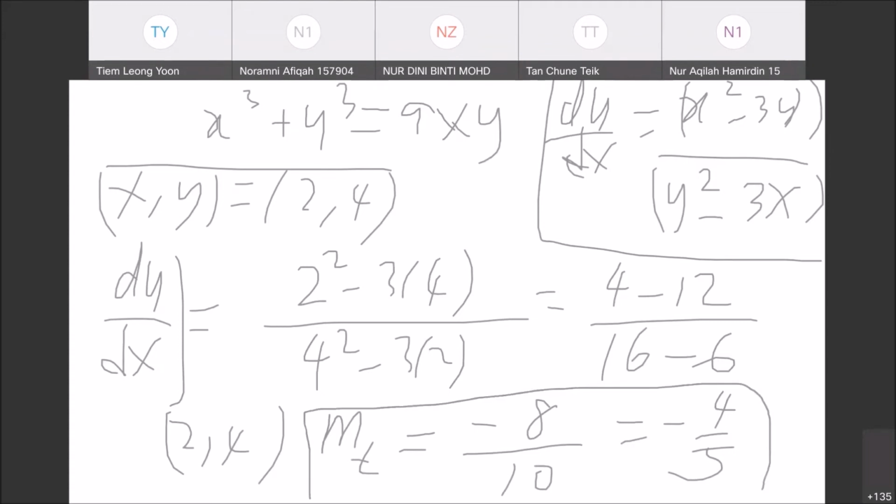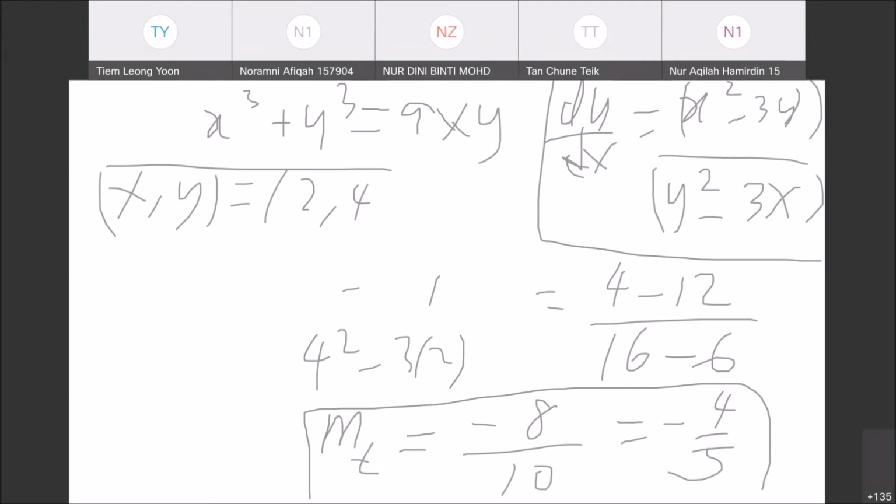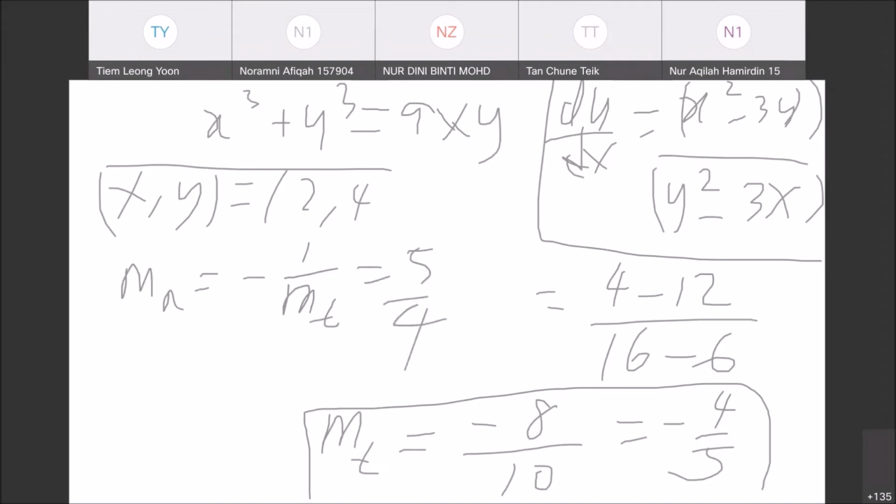Then after you have obtained that, it is easily calculated for the slope of the normal line. The slope of the normal line, denoted as mn, is just 1 over the negative of mt, which is equal to 5 over 4. So that is my answer.